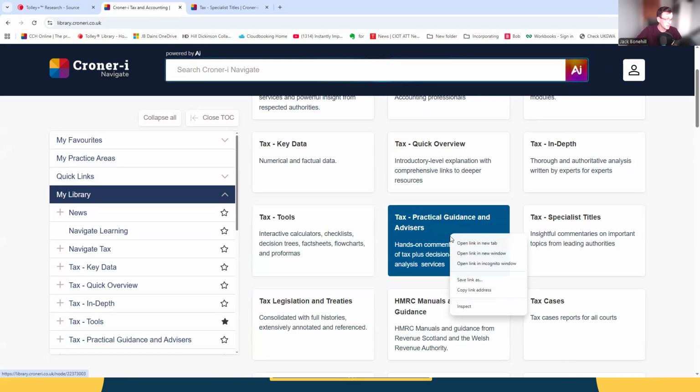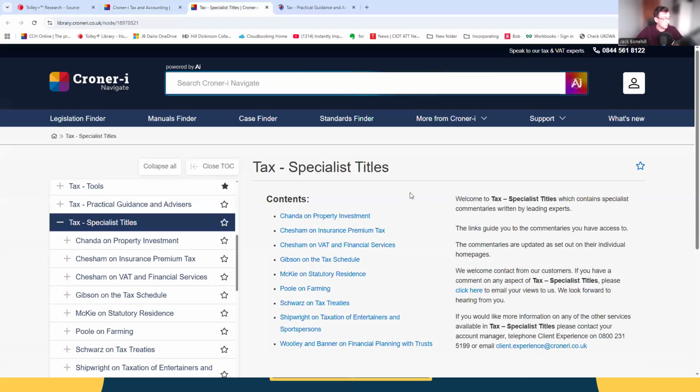And also the other place where they tend to have these book type things is this practical guidance for advisors. So I'm going to open both of those. And then I would just look through the different ones to see whether any are potentially relevant. But when I'm looking through this list now, I can't see anything that, oh, the only one that's got the word trusts in is this one.